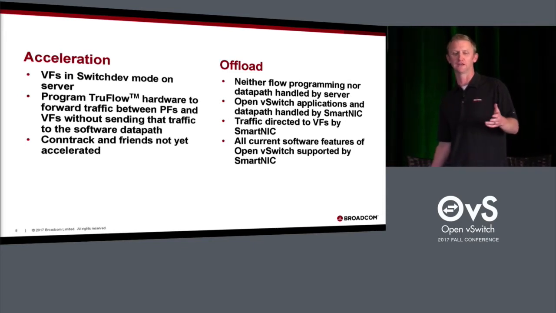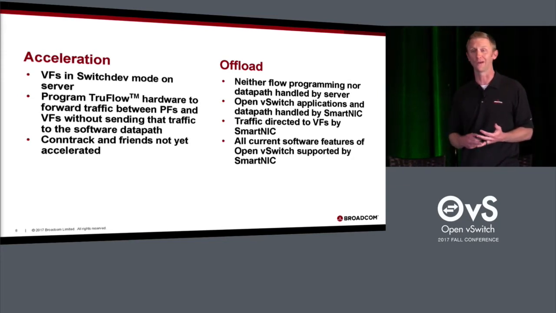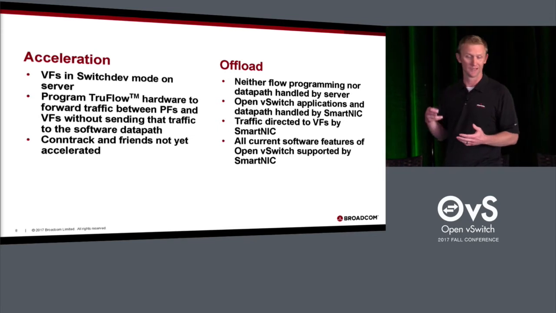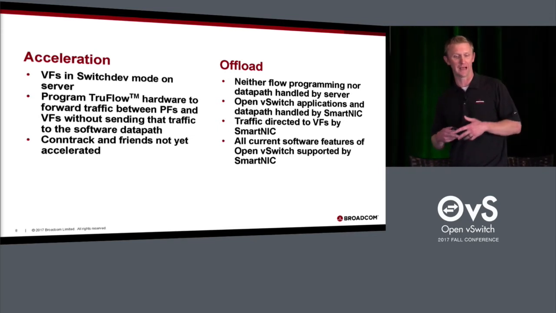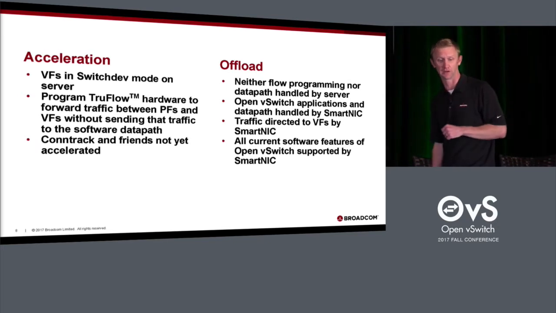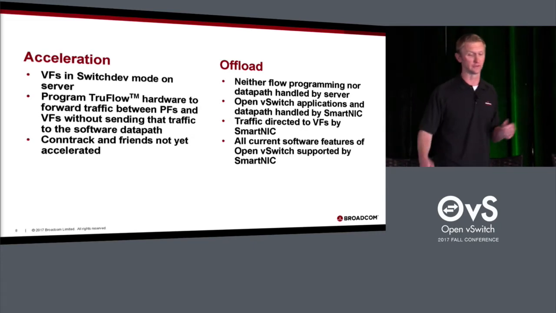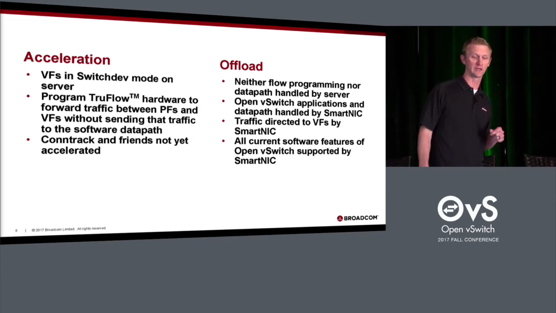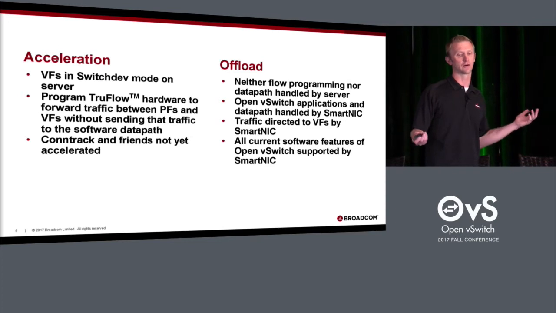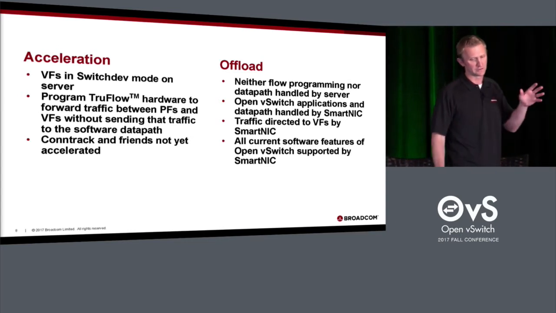Now, in the offload case, as we've seen, we don't do any flow programming or data path work in the server. Open vSwitch and apps and all the data path are handled in a SmartNIC. Traffic is directed to the VFs by the SmartNIC, of course, because in our case, we still talk about that. And in the other use case this morning, same thing. And the great thing is that all current software features of Open vSwitch are actually supported. Now, of course, there's a caveat here.